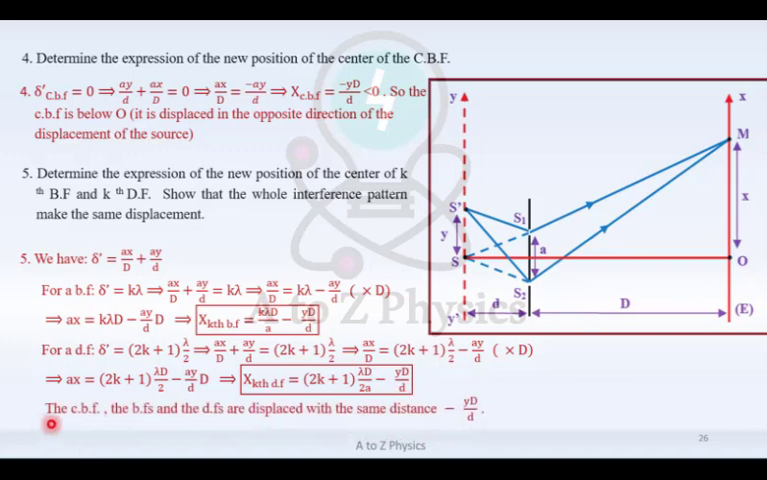So we can deduce that the central bright fringe, the bright fringes and the dark fringes are displaced by the same distance, which is equal to minus y large D over small d.